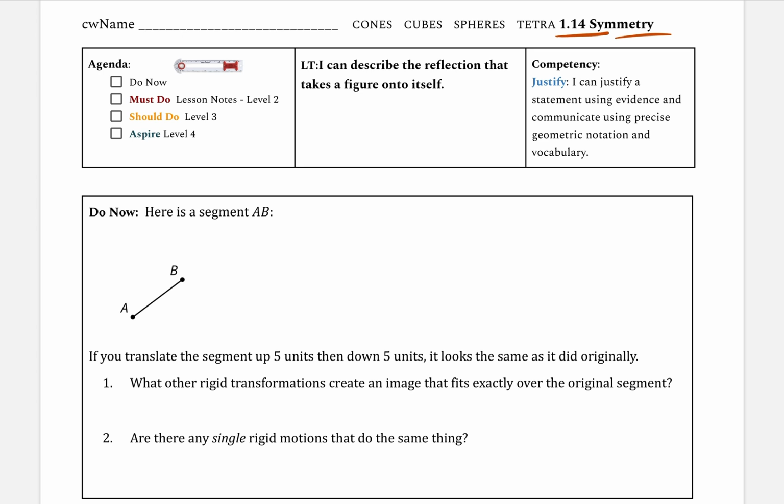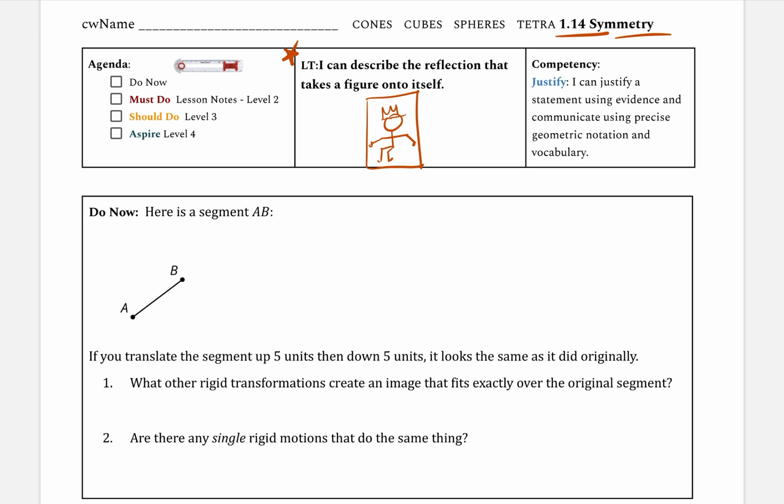Today, our learning target is I can describe the reflection that takes a figure onto itself. So, what does that mean? Remember our PBL on Young Kings and Queens of New York? A lot of you had yourself sitting on a throne. Oh my goodness. Wait, that's not symmetrical. But some piece, like the crown or the way that you're sitting, might be symmetrical.